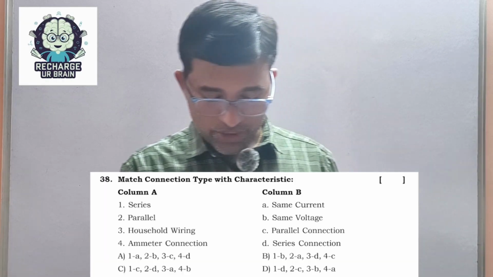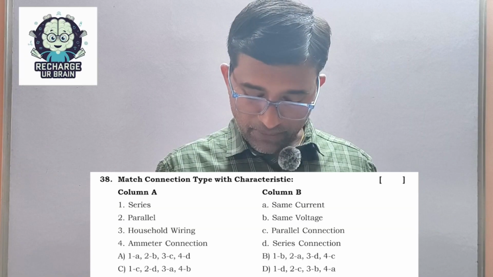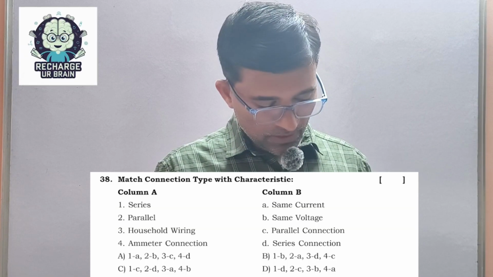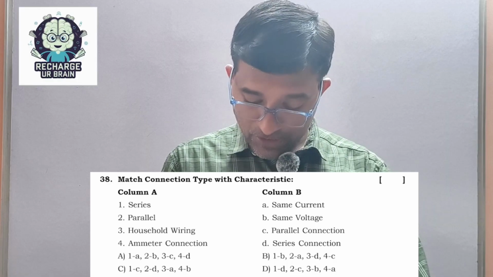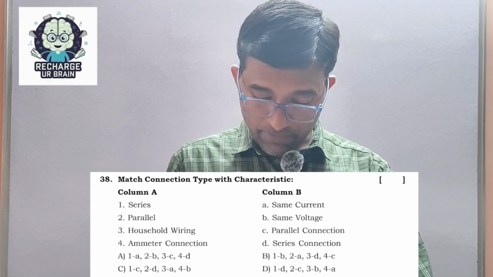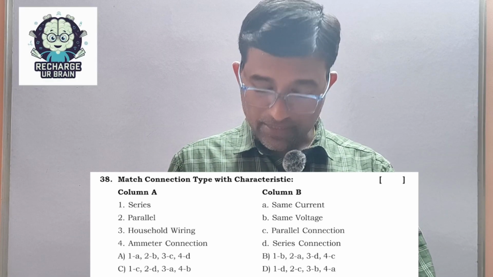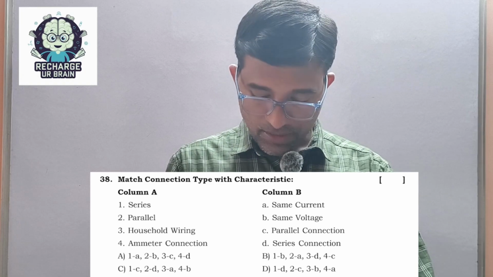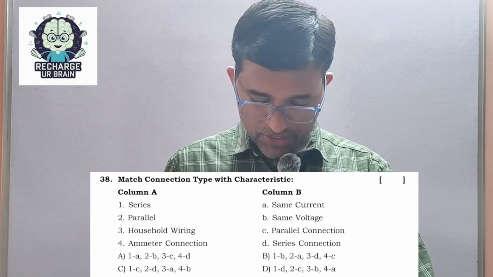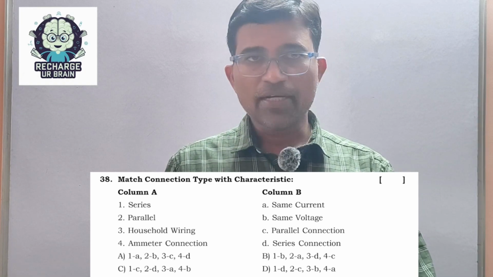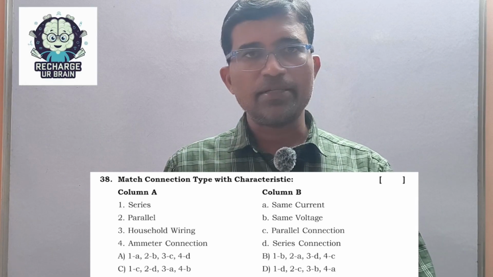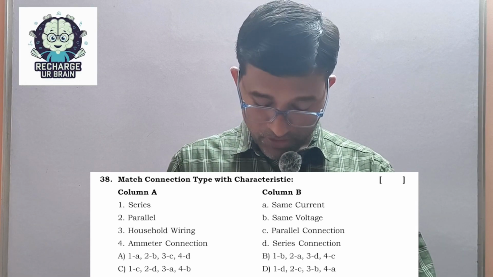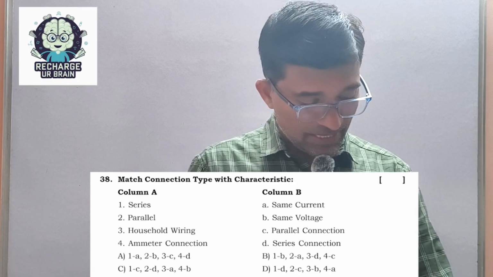Okay, next 38th question. Match connection type with a characteristic. Series combination, same current. In series combination, current is constant. Parallel combination, voltage is constant. Household wiring, connected in parallel connection only. And ammeter connection, always in series in any circuit. So for 38th one, right option is A.